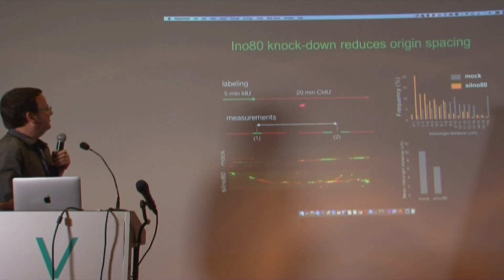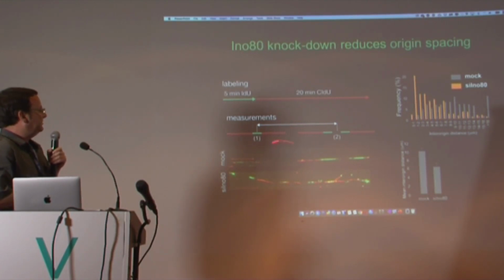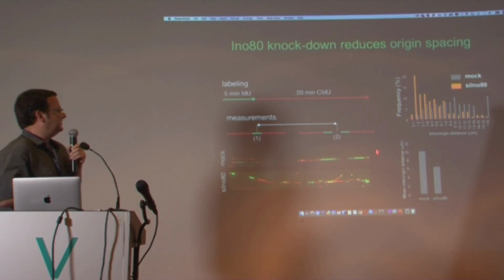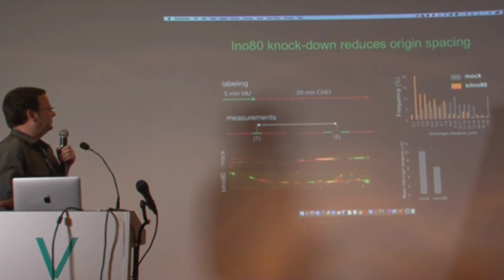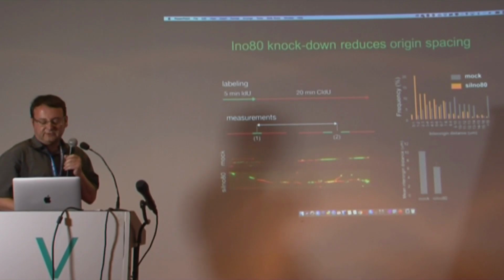So next we checked what is the origin spacing in these cells, and we saw that the distance between origins is reduced, which is also a property of cells experiencing replication stress.